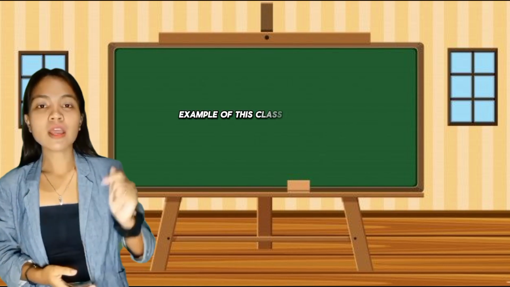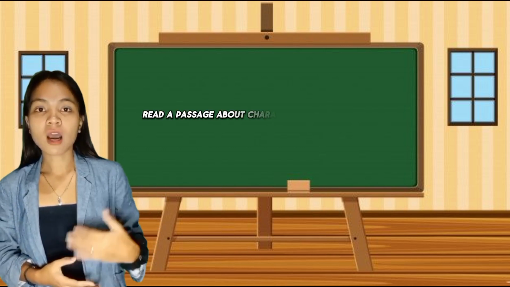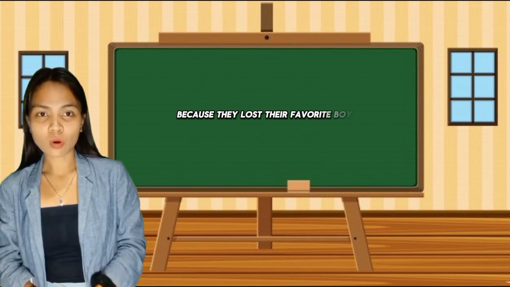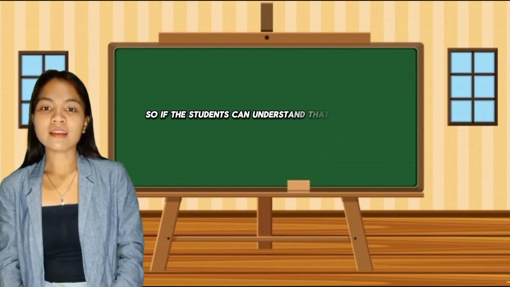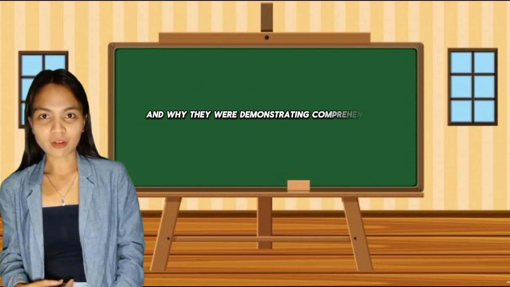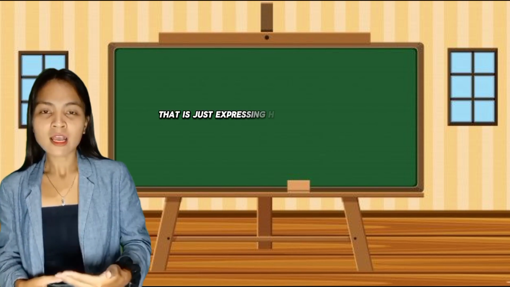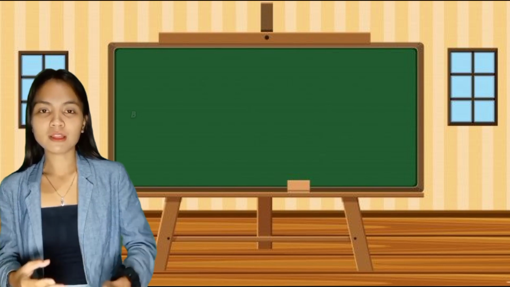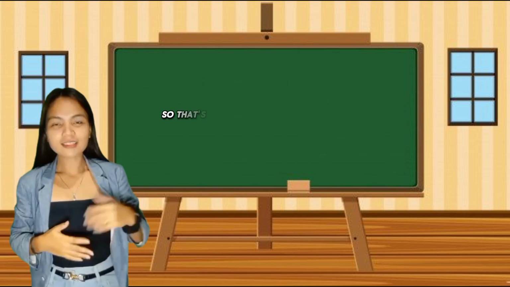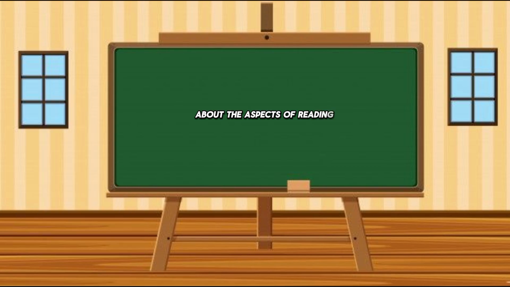An example of this, class, is if a student, or you as a student, read a passage about a character who is feeling sad because they lost their favorite toy. If the student can understand that the character is feeling sad and why, they are demonstrating comprehension. Even if a story expresses his sadness only indirectly, you still get the point. That is how comprehension works. That's the end of my discussion about the aspects of reading.